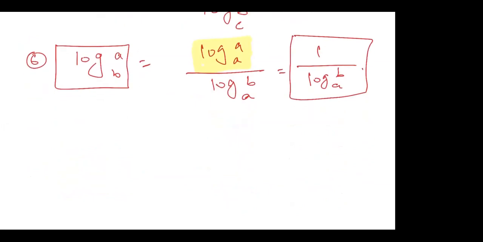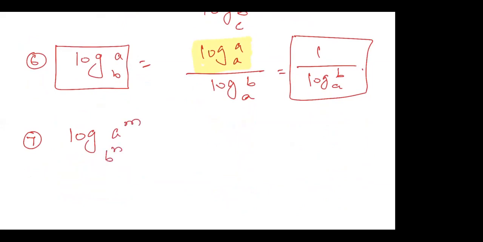The seventh one: log A to the power M, B to the power N, is M by N log A base B. This power m is in the numerator and this power n is in the denominator.